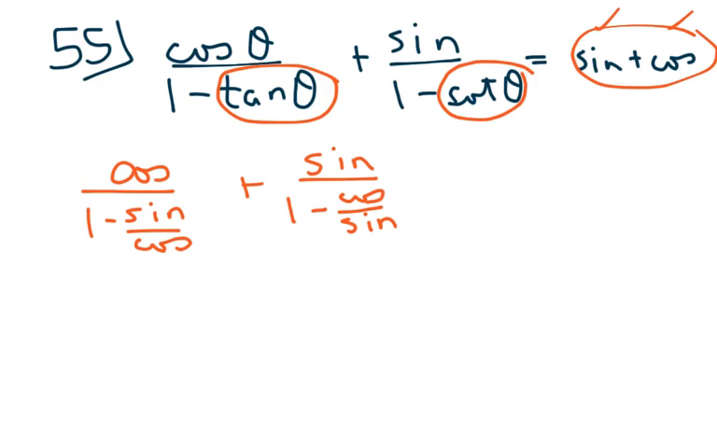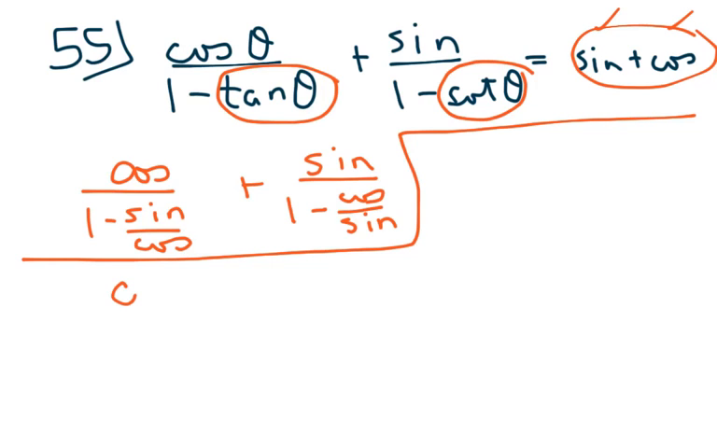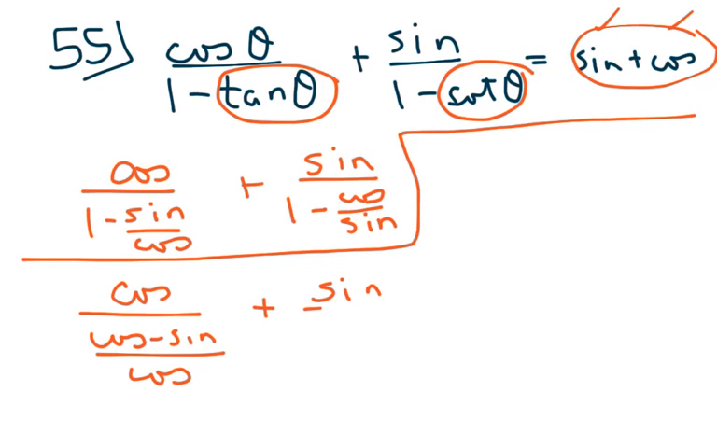I'm going to write these over a common denominator. I'm going to clean this side up. So this is going to be cosine over cosine minus sine over cosine plus sine over sine minus cosine over sine.